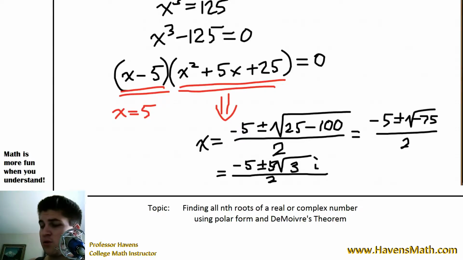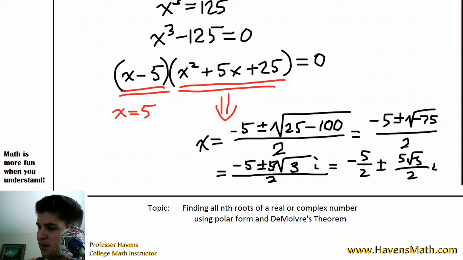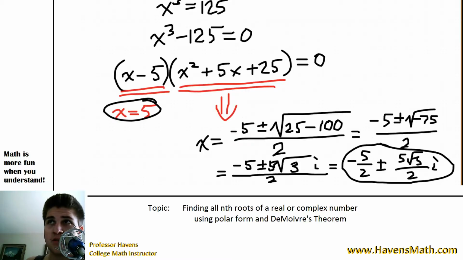Or if we split this up, we would get negative 5 halves plus or minus 5 root 3 over 2 times i. And those are exactly those two conjugate answers, the conjugate pairs of roots that we found before. Some of you might be thinking, well, it was kind of easier to find my solutions: x equals 5 and x equals negative 5 halves plus or minus 5 root 3 over 2 i, doing it this way. Which is true for this problem.